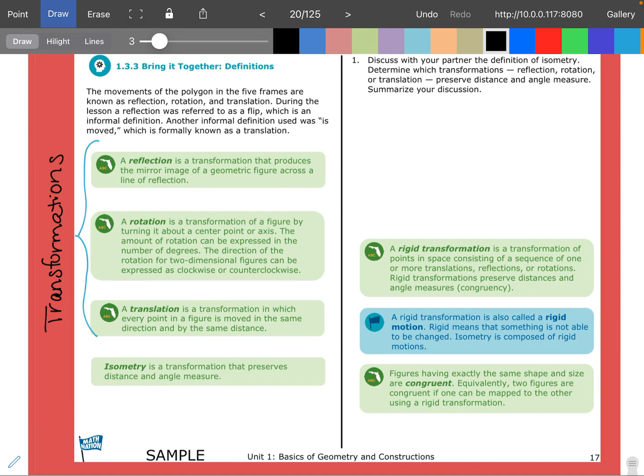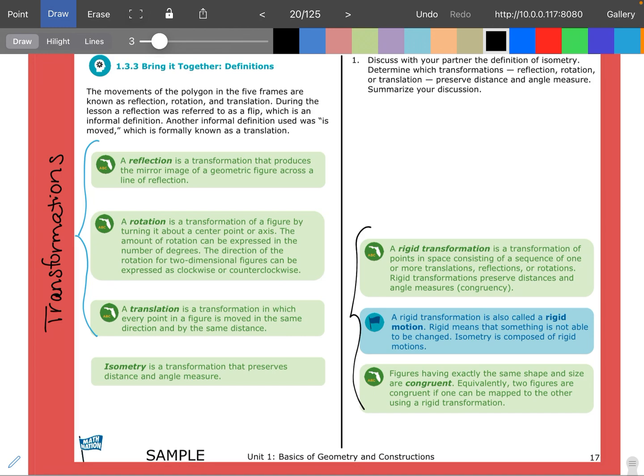An isometry is a collection of transformations. So an isometry is a transformation that preserves distance and angle measure. Again, a collection of transformations. So you may think of the term congruent to describe isometry. So we have some more definitions over here.